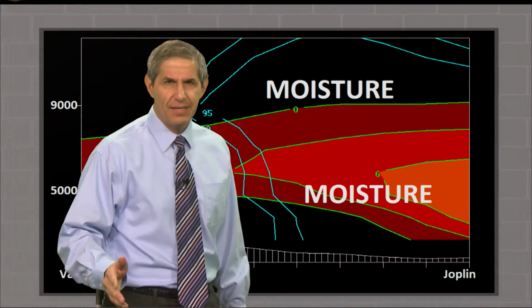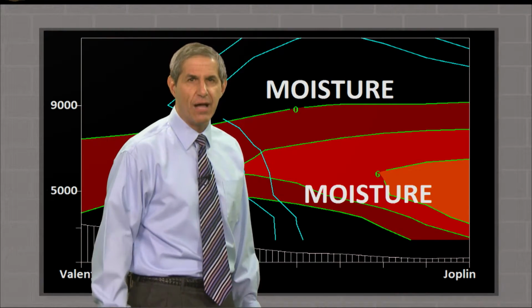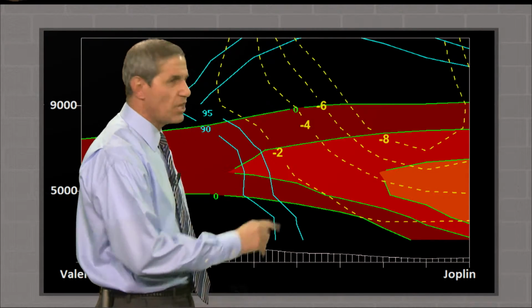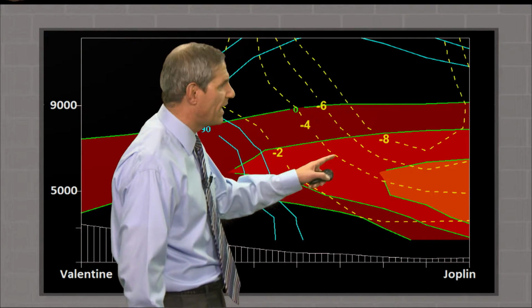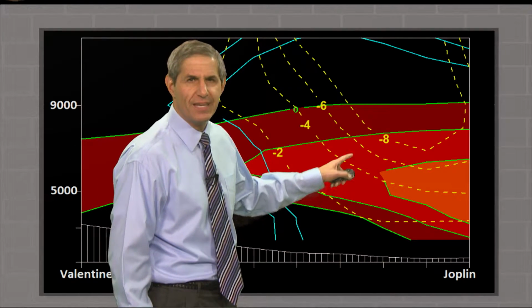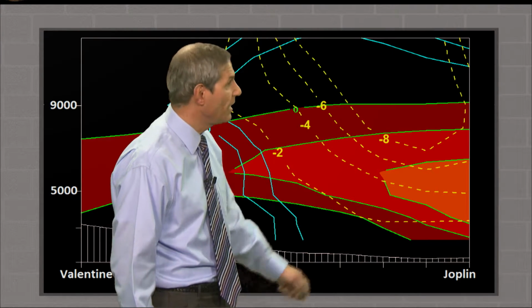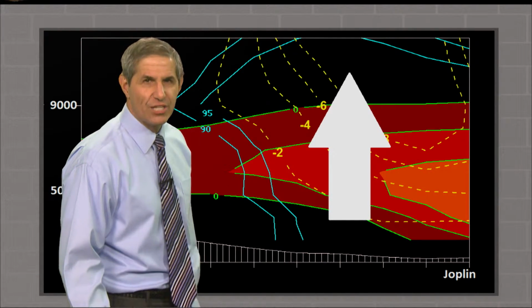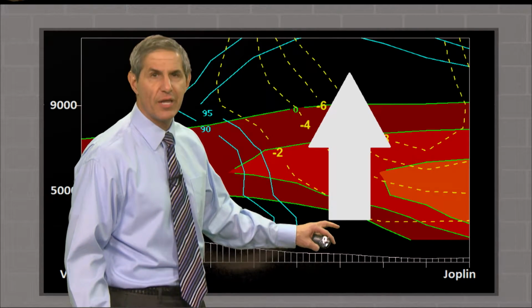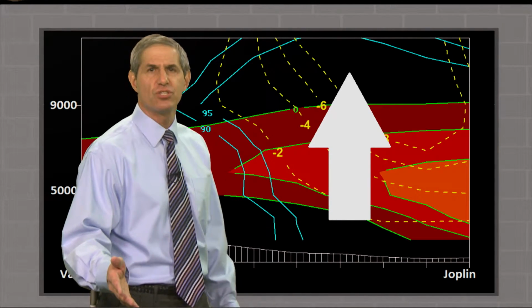And lastly, air needs to rise to make clouds and precipitation. Those yellow lines show the vertical motion. Negative numbers here mean upward moving air. And in this entire zone, that's indeed what was happening. So in the end, these 3 ingredients overlapped over a broad area of the plains that included much of Kansas and southeast Nebraska.